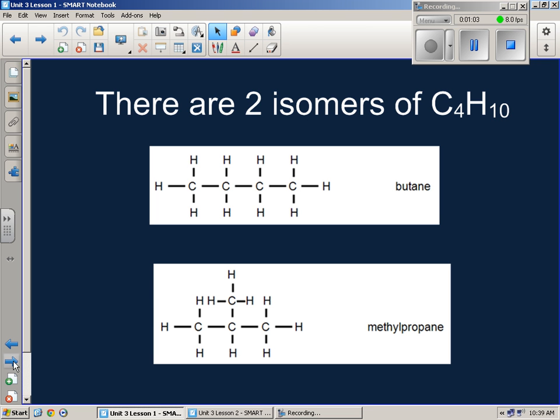C4H10, both of these are C4H10. By the way, listen closely. These are both isomers of C4H10. So it's not that this is the main one and this is the isomer. These are both called isomers. Isomers are compounds with the same formula but different structure. So these are 2 isomers. C4H10 can look like that, or C4H10 could look like that. They have different names, they have different properties, and we're going to look at that today.